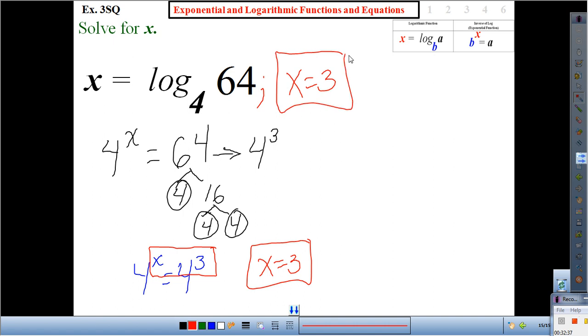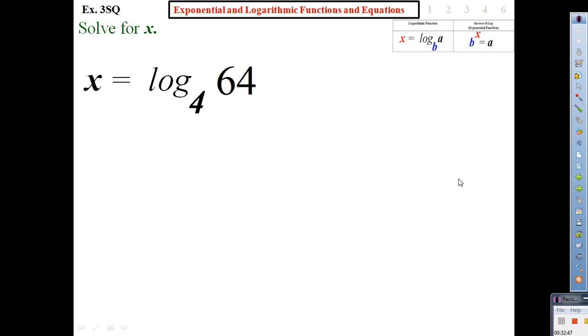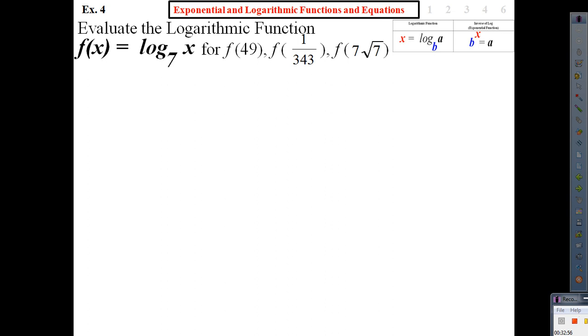And have you got that? Bam! All right. Pretty simple. All right, let's crank it up a notch. And this is our last example. And it says evaluate the logarithmic function. And you're like, oh, snap, Mr. Q. I know. It looks a little bit different, but the process is fairly the same.